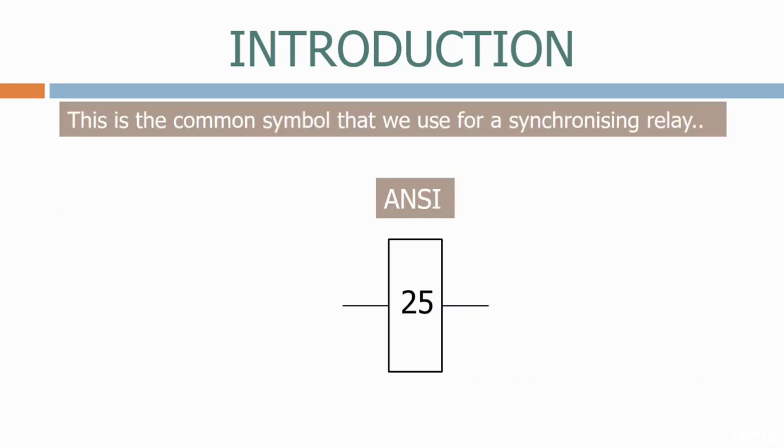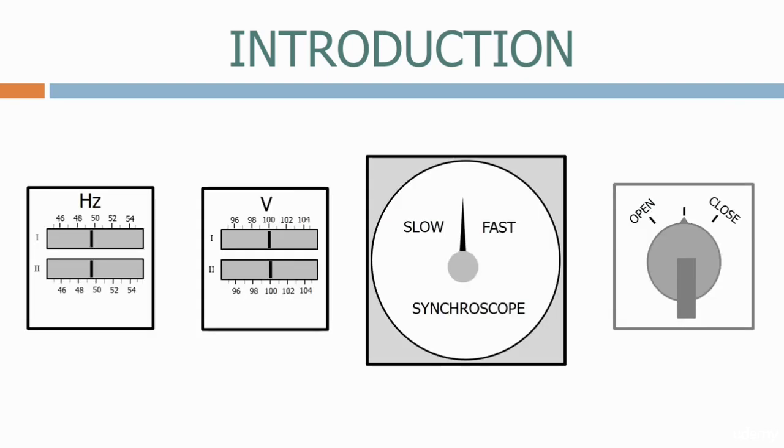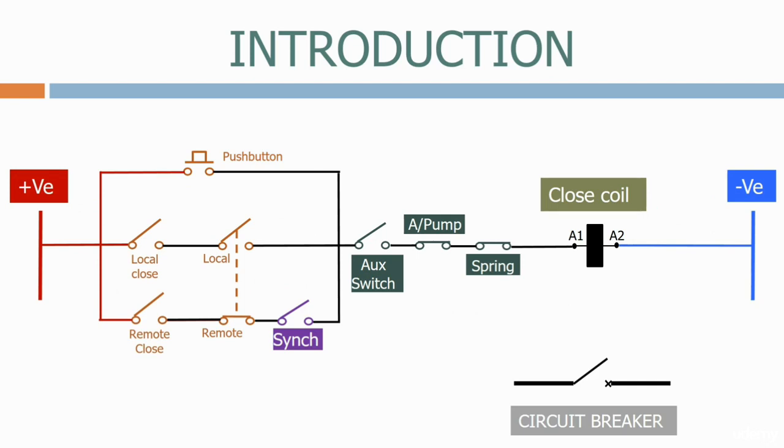When we close circuit breakers, we have to ensure that the two systems that we are connecting have similar parameters, otherwise the circuit breaker may get damaged. To do this, we use synchronizing equipment, and in the next section, we look in detail at the manual synchronizing equipment that we use, and how the automatic synchronizing equipment gets integrated into the closed circuit.